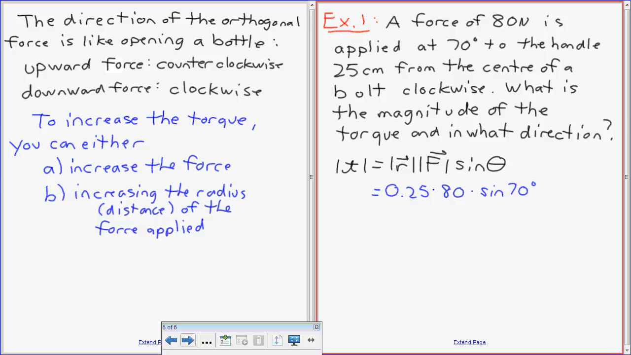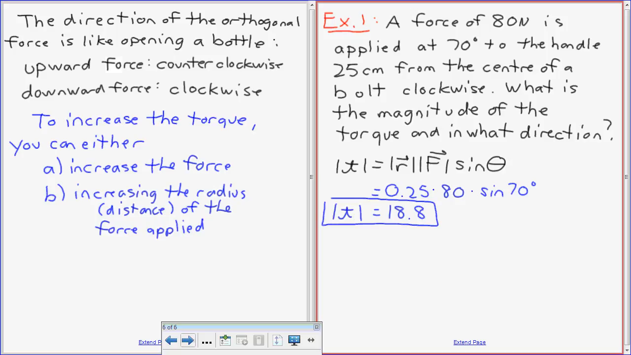All right, Nicole, can you use the great power of your calculator and calculate that for me, please? And when I say Nicole, I mean everyone. Thank you. So the magnitude of the torque is 18.79, which is 18.8. Oh, I don't have a unit here. I'm going to just leave it as 18.8. I want to say it's Newton meters.